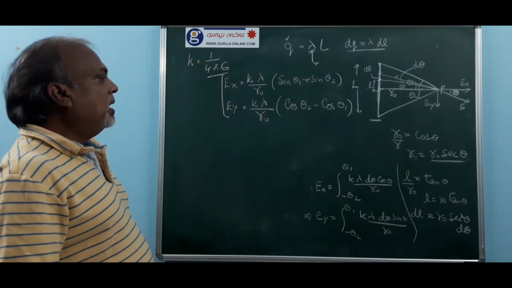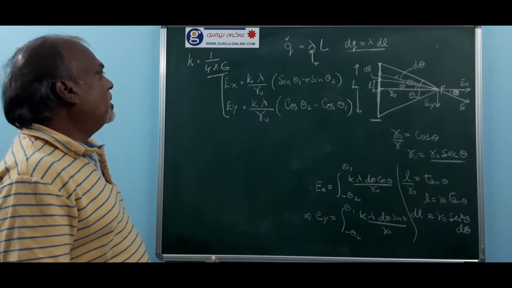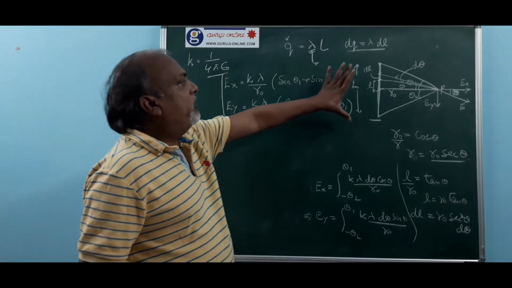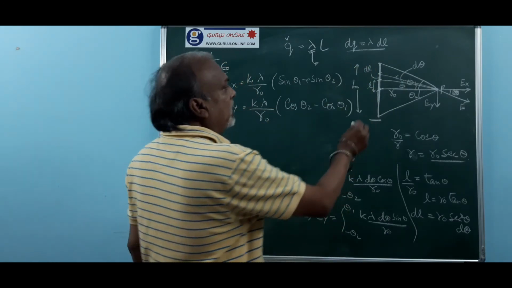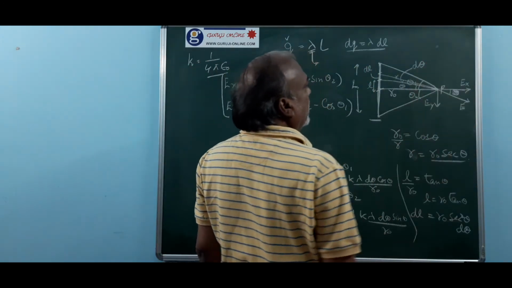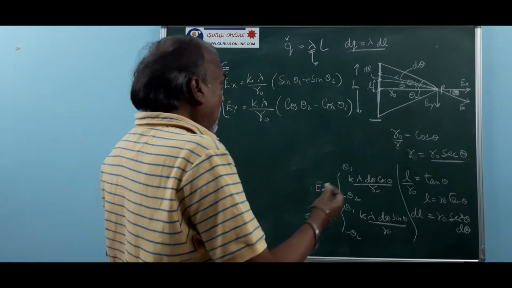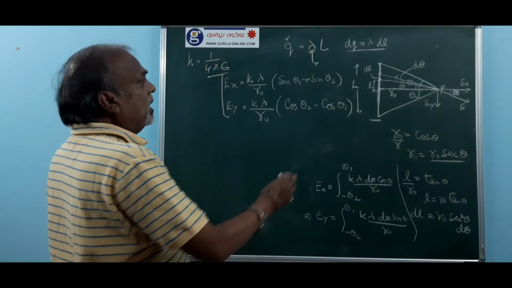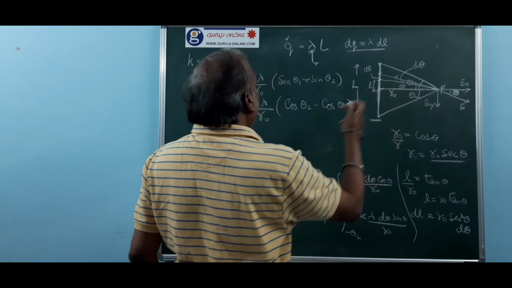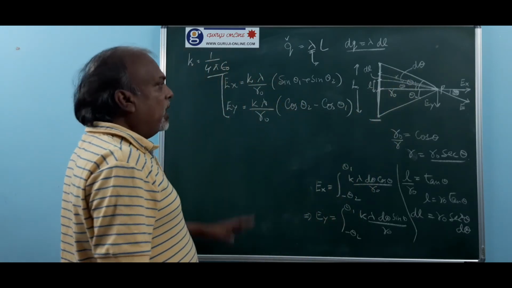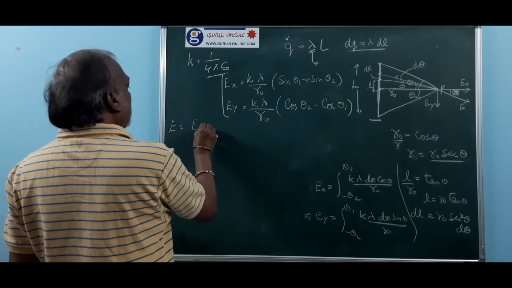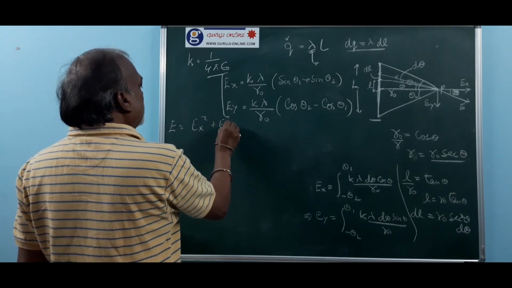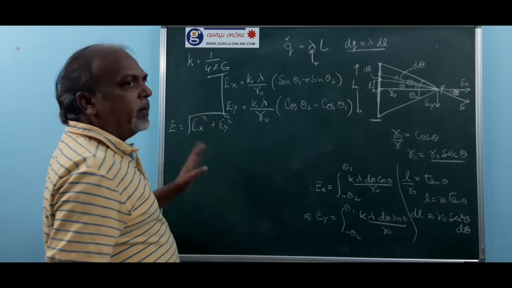So let us see the other thing. Suppose in this case you have a finite length and you are asked to find out the electric field at P. You can easily find out because theta 1 you will be knowing, theta 2 will be knowing. You just put the values and your E will be nothing but the square root of Ex square plus Ey square, correct? There is no problem.